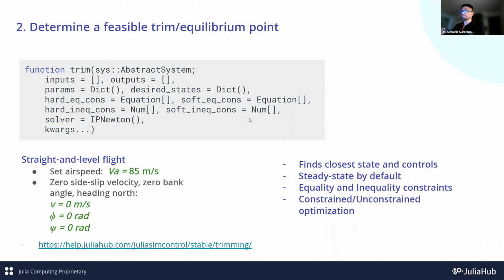In this case, since we want to linearize, we'll have an equilibrium point, and I would like to linearize about steady state, straight and level flight. So I would like to set the airspeed to, say, be 85 meters per second. Say I would like to have 0 side slip velocity, 0 bank angle, and I would like to be heading. What this does is formulate a constrained or unconstrained optimization problem to find the closest state and controls to the user desired specifications.